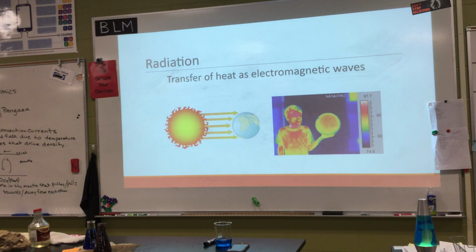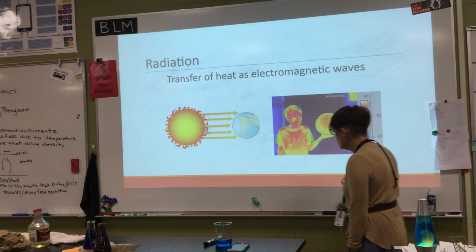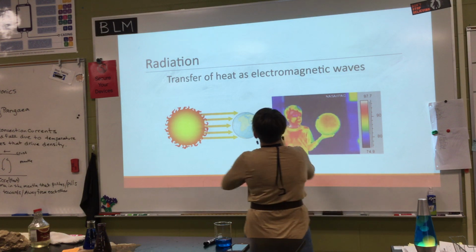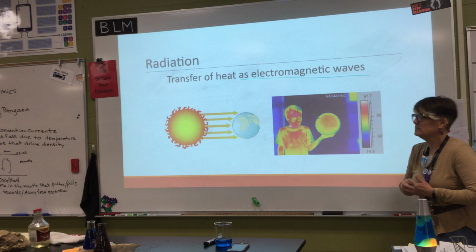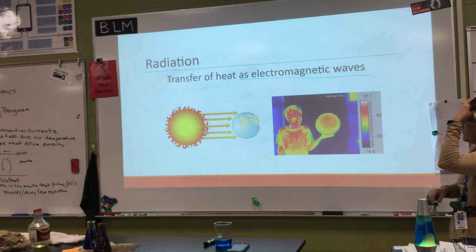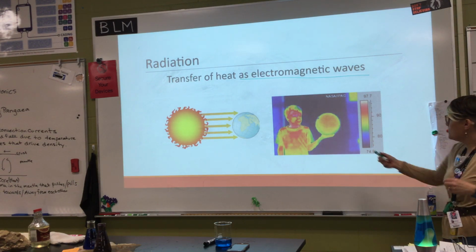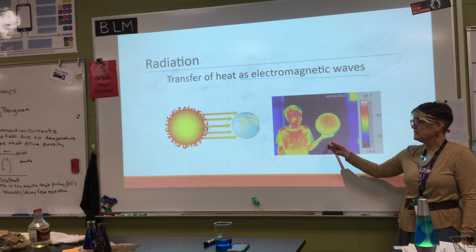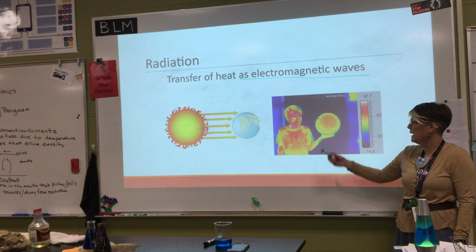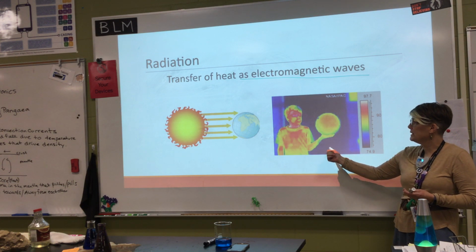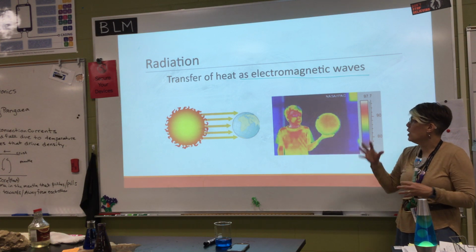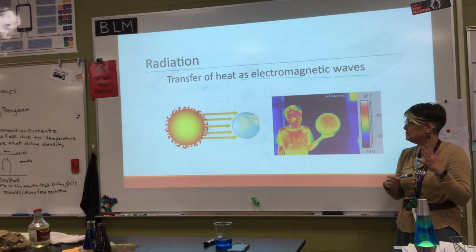All right, radiation. Again, you don't need to write down transfer of heat. You just say electromagnetic waves. Write that down under thermal radiation. This is a picture of infrared. This is infrared energy. So what we're doing is using an infrared camera, and we can see the object that is giving out heat.